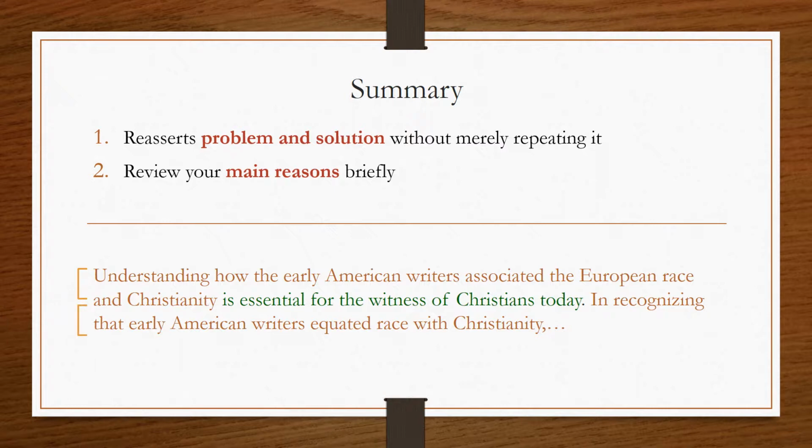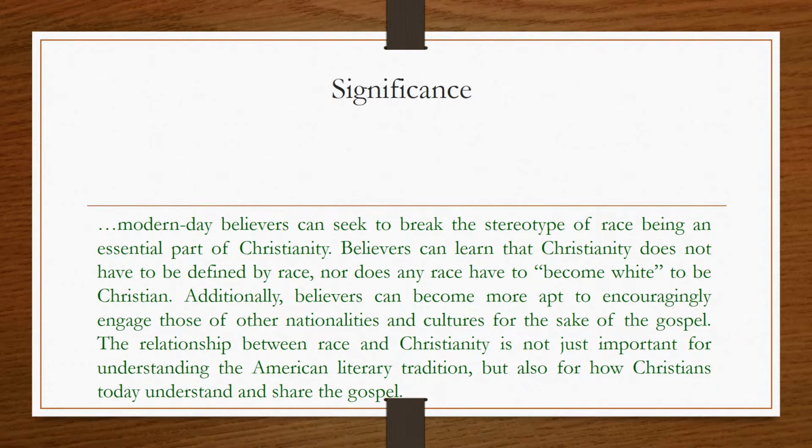In recognizing that early American writers equated race with Christianity, the writer's use of an introductory dependent clause indicates that the upcoming significance is directly related to this thesis. With less than 2 sentences, the writer effectively closes the body and introduces the significance. As the main portion of the conclusion, the significance discusses the implications and applications of the main argument. The writer provides motivation for the reader by answering the so what question.